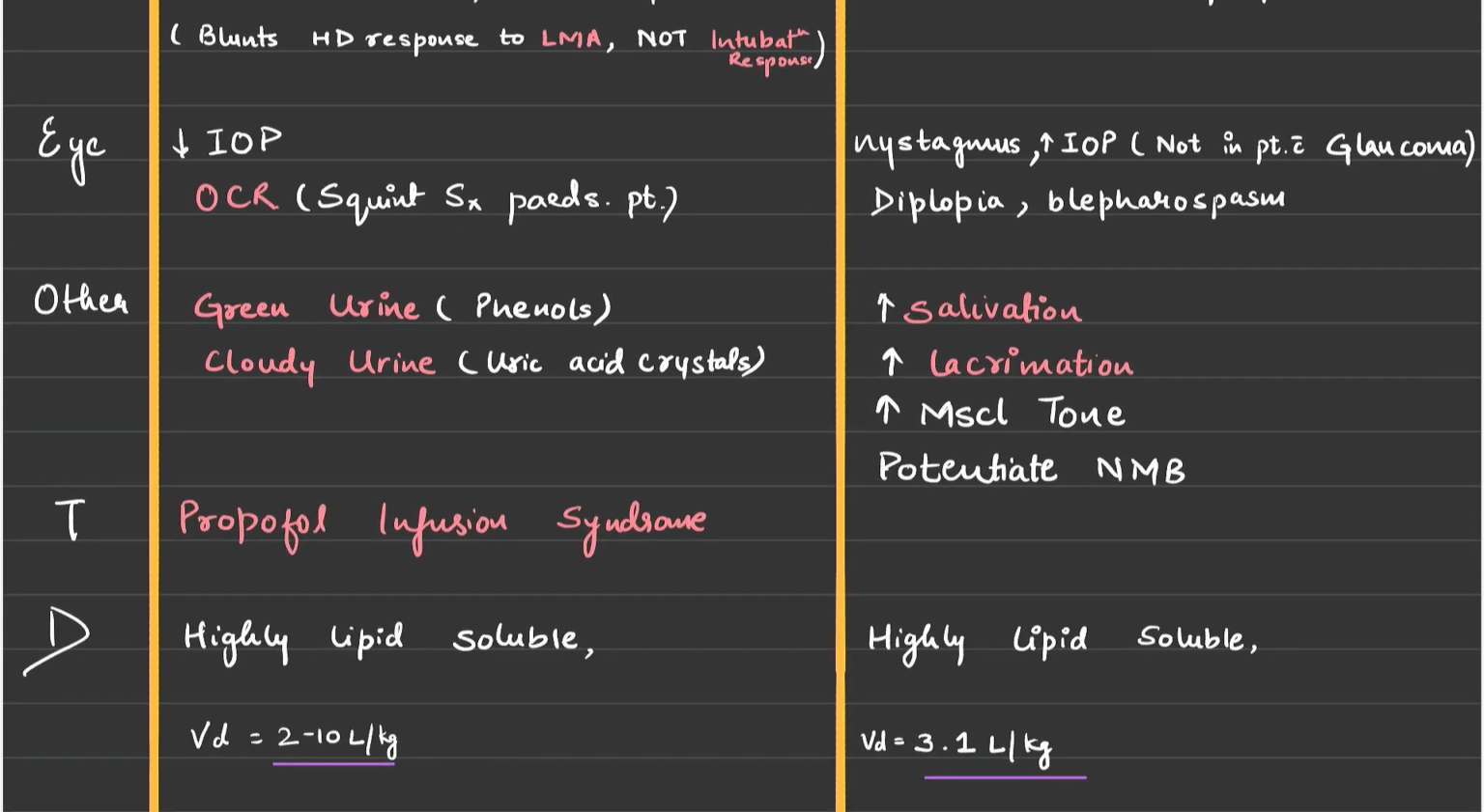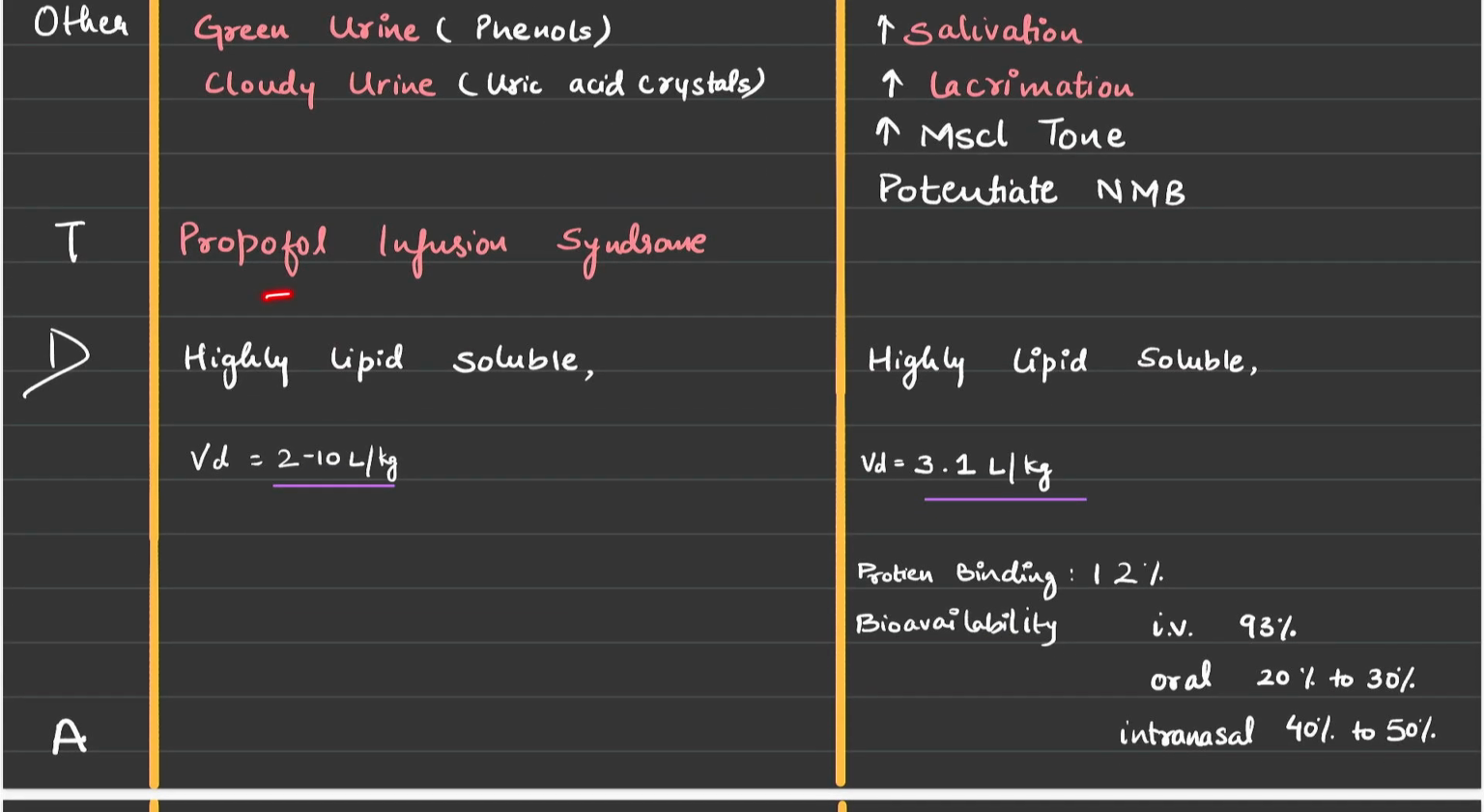If we talk about effects on the eye, there is a decrease in intraocular pressure. There is increased chance of oculocardiac reflex, especially in pediatric patients posted for squint surgery. Other effects are due to excretion of phenol: the patient may present with green urine, usually seen with prolonged infusions, and due to uric acid crystals, cloudy urine can be seen.